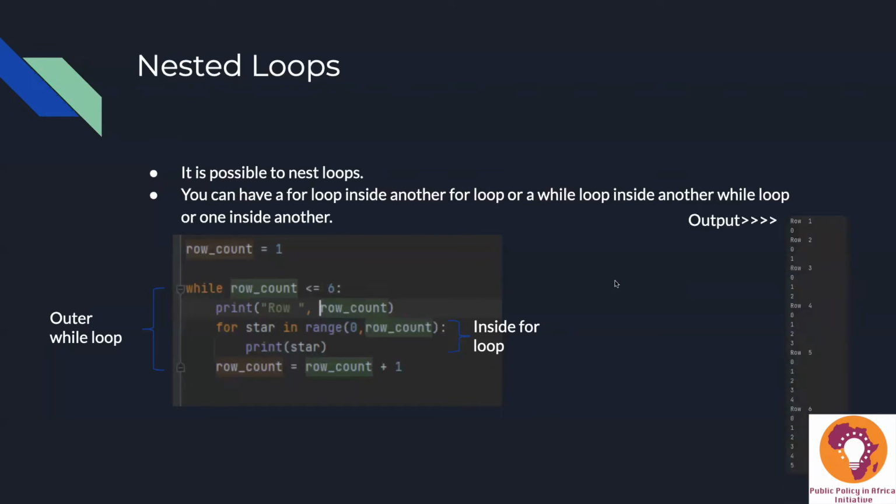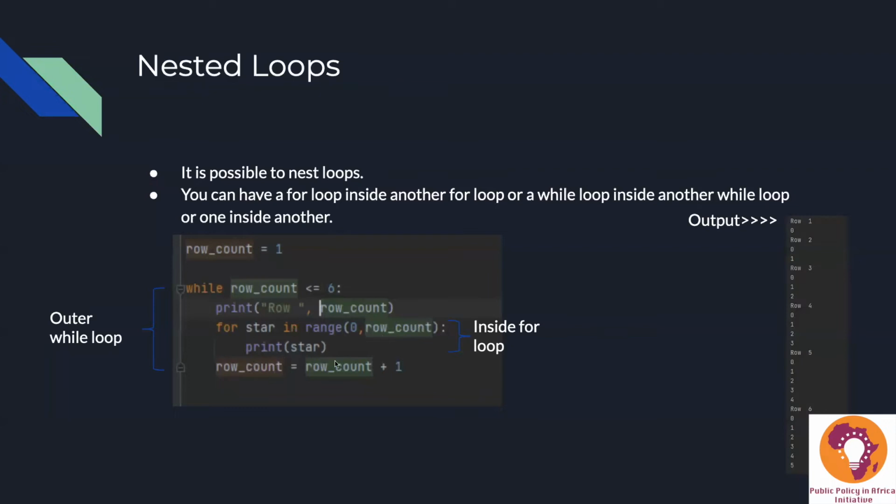So when we run this, we get this output. So we have row 1. So first iteration of the loop, row count is 1. So while row count is less than or equal to 6, so 1 is less than or equal to 6. So we go into the loop, we print row and then the row count. So we have row 1, and then for star in range 0 to row count. Remember, row count will be exclusive, so we start at 0, go up to row count, but don't use row count. So this basically returns just a list with only the value 0 in it. Then we print star, so we're printing 0 here.